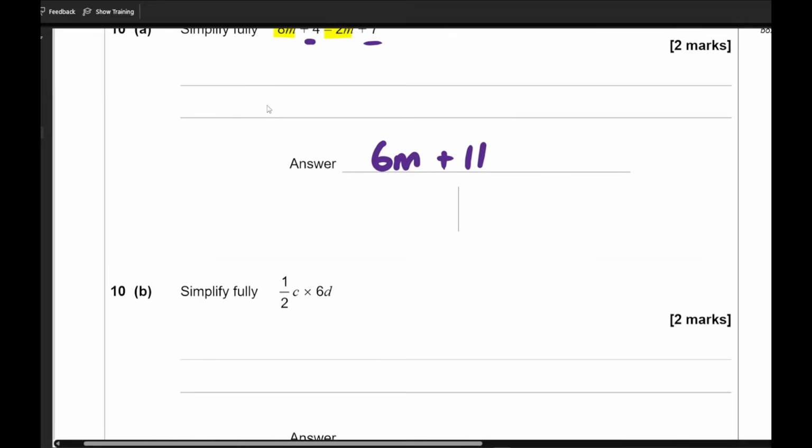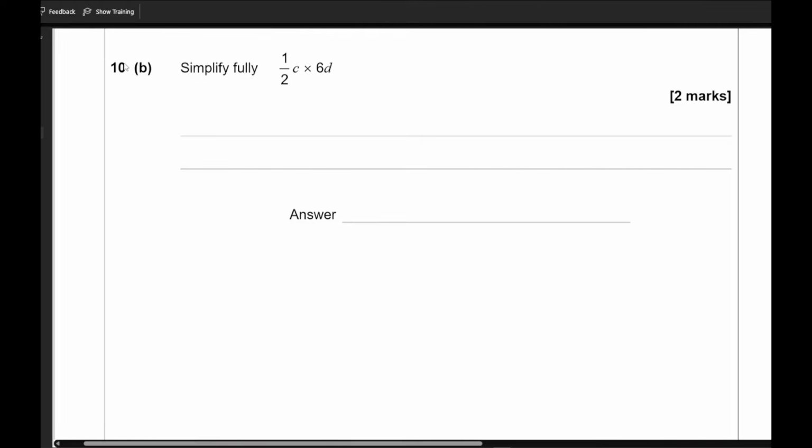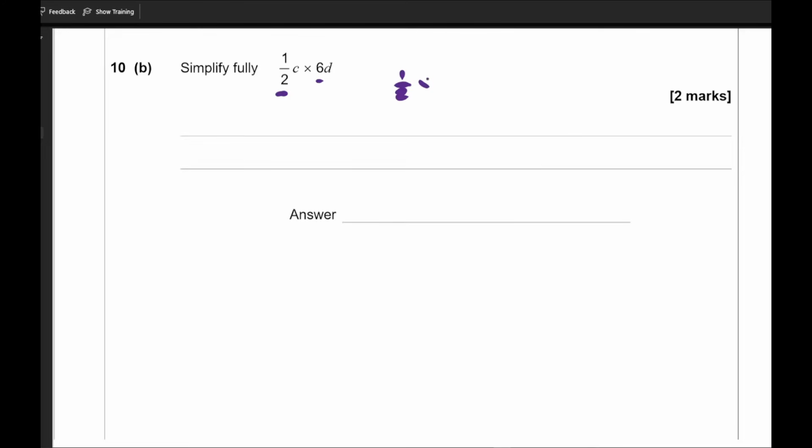Then for question 10b, it says simplify fully a half c times 6d. So multiplying the numbers, we get a half times 6, which gives me 6 over 2, which is 3. And c times d is cd.